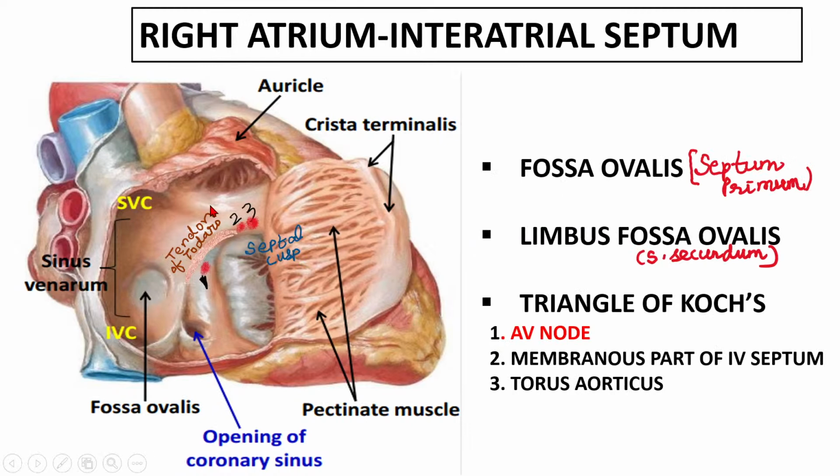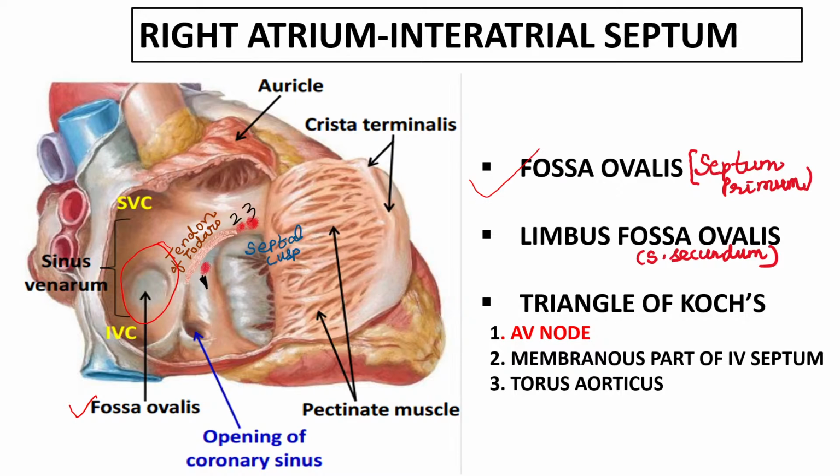Now, the third set of features are those present in the interatrial septum. This interatrial septum separates the right atrium from the left atrium. In the interatrial septum of the adult heart, we can see some remnants of the primitive septum. First, there is an oval-shaped depression, which is named the fossa ovalis, and this fossa ovalis is a remnant of a primitive septum, that is the septum primum.